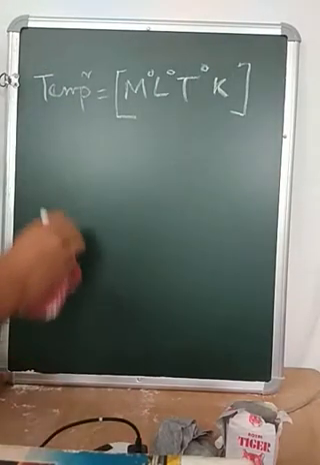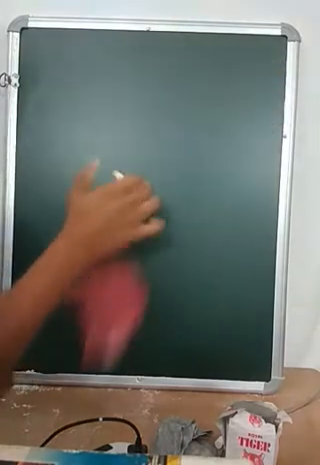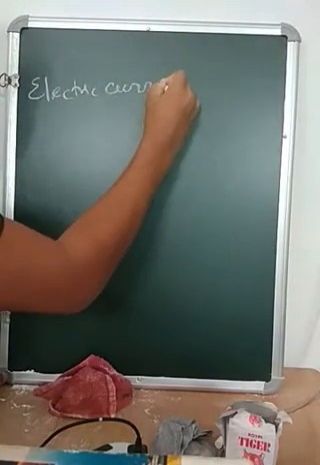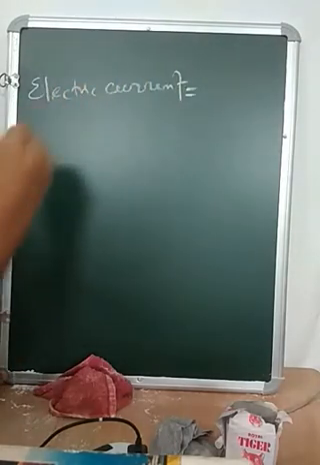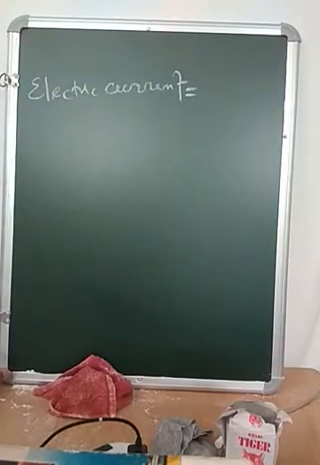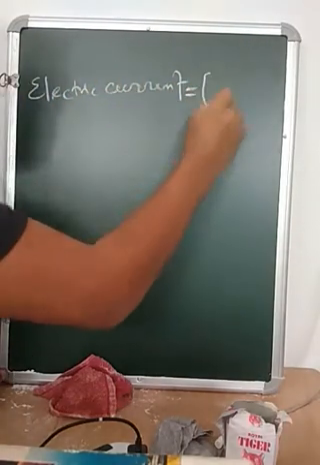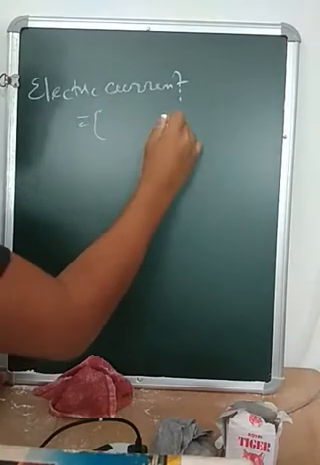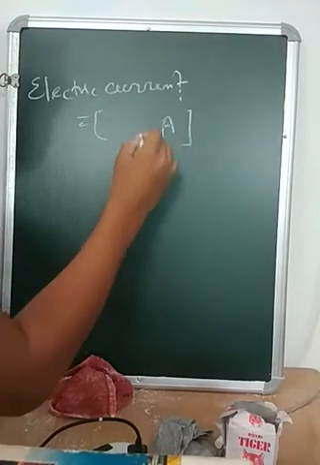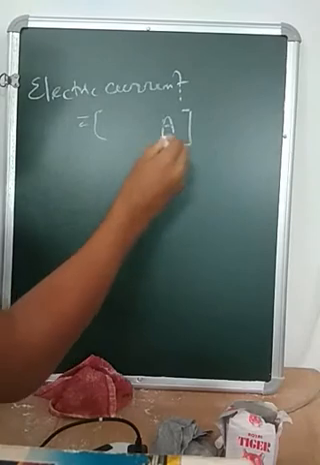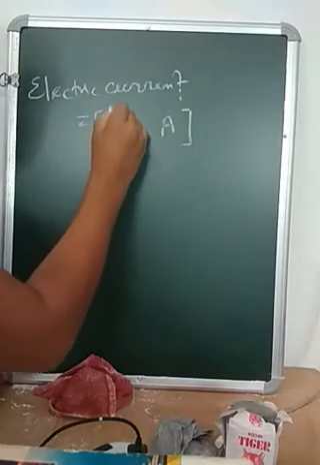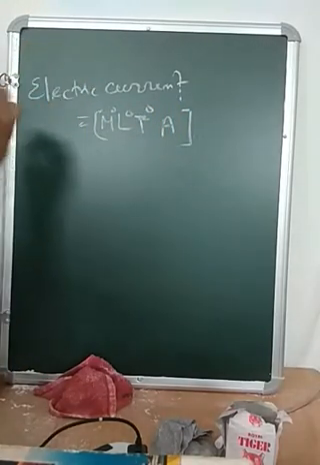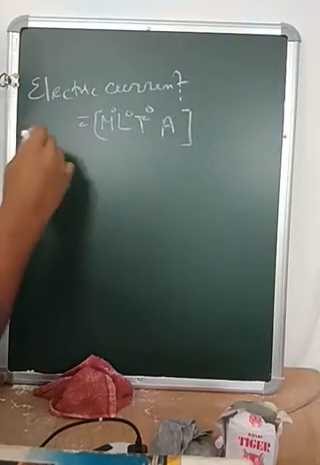Now we go for electric current. For electric current, the unit is ampere, and in terms of dimensional formula we represent it by A. We write M 0, L 0, T 0 into A. Okay, this is the dimensional formula for electric current.